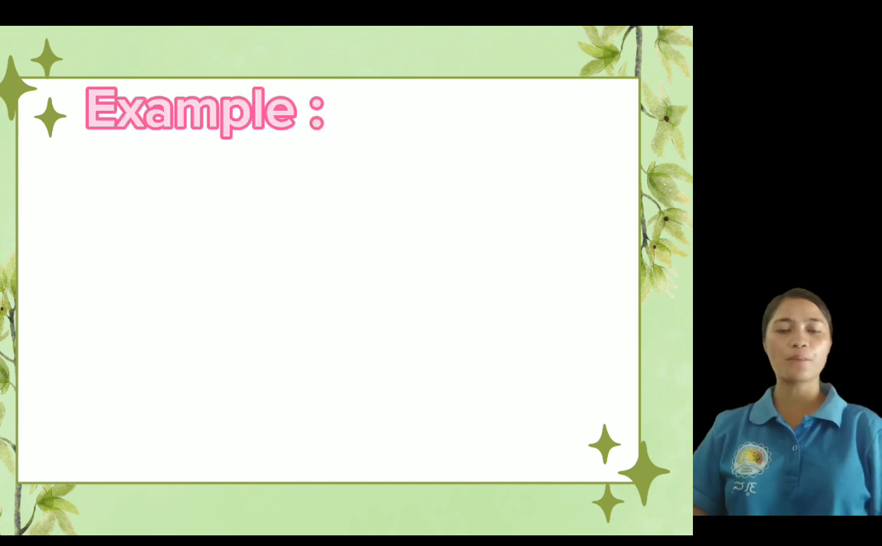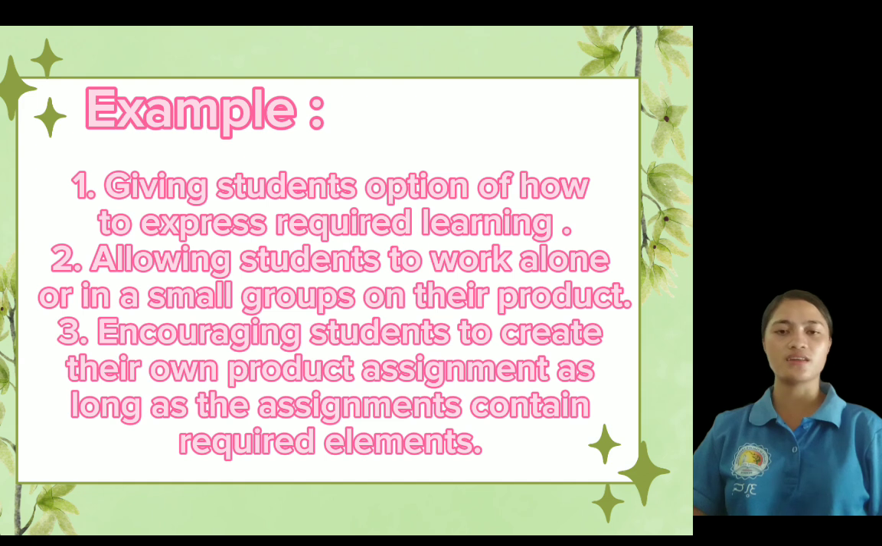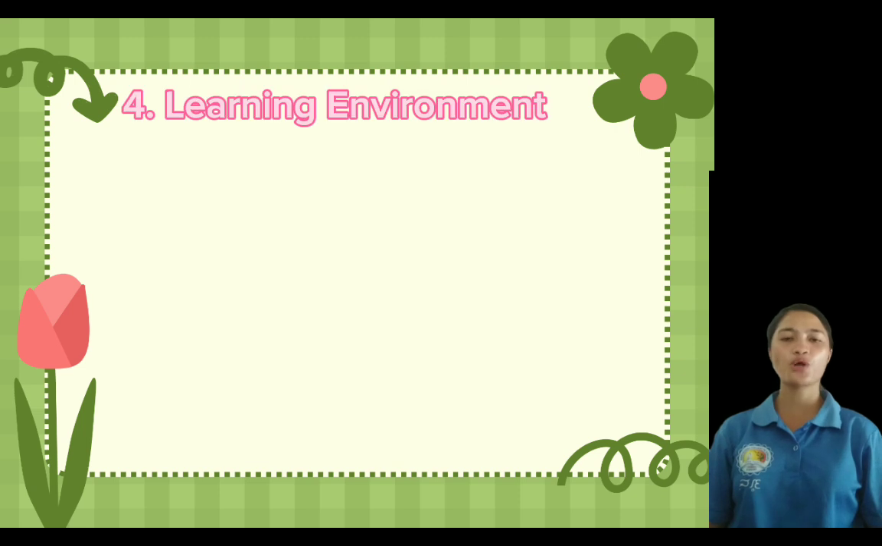These are the examples of differentiating product. One is giving students options of how to express required learning. The second one is allowing students to work alone or in small groups on their products and encouraging students to create their own product assignments as long as the assignments contain required elements. The fourth one is learning environment.